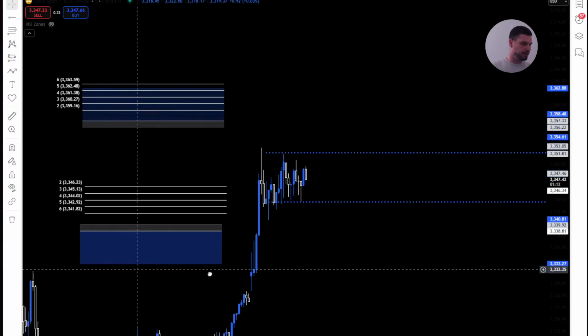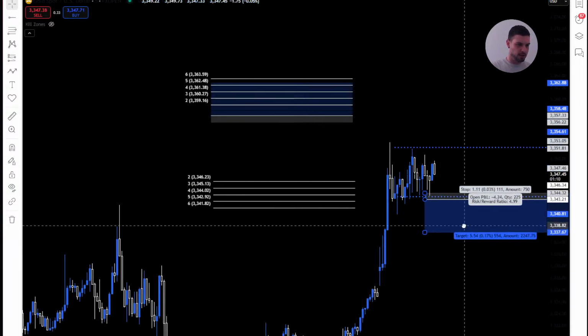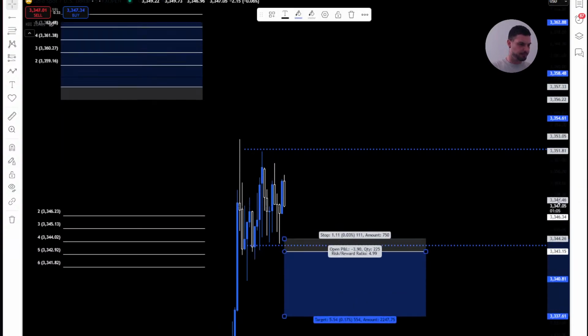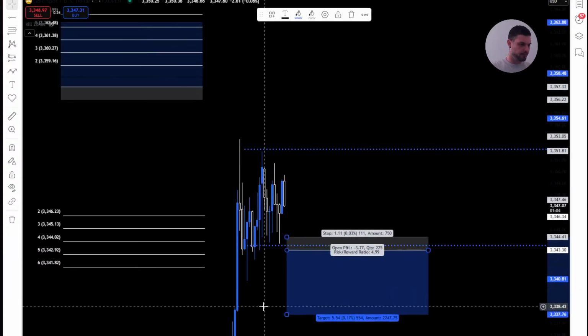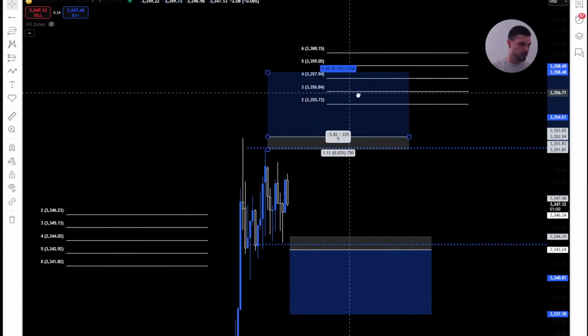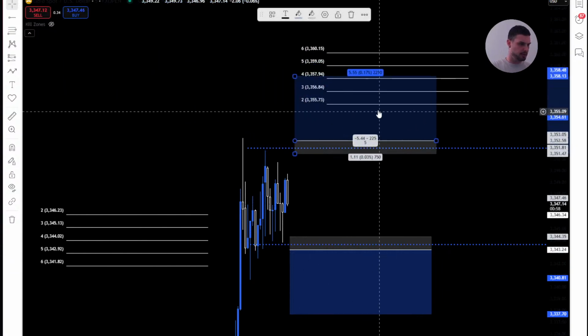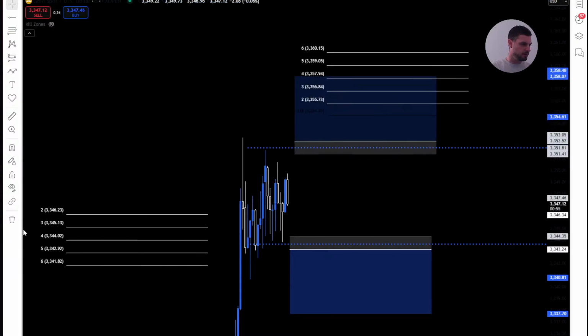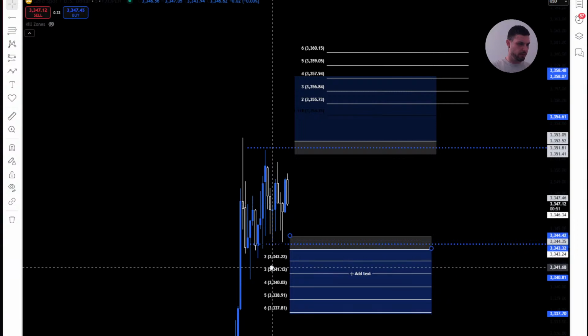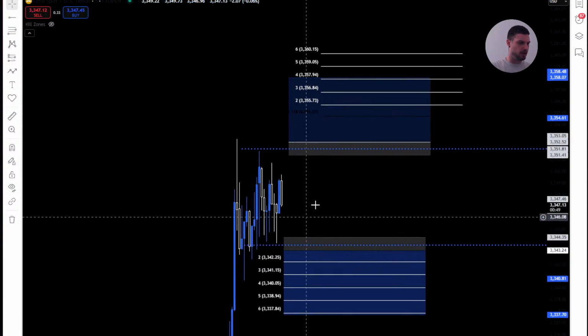What we're going to do is set our sell position around there. Set our buy position around here. Put our Fibonacci tool. So this is our take profit zones.